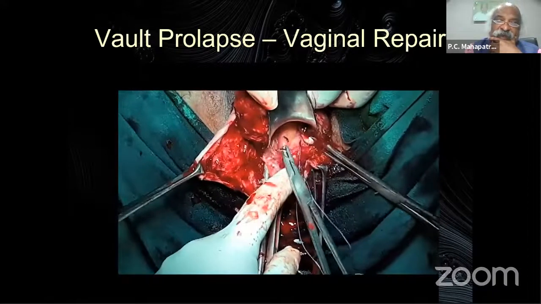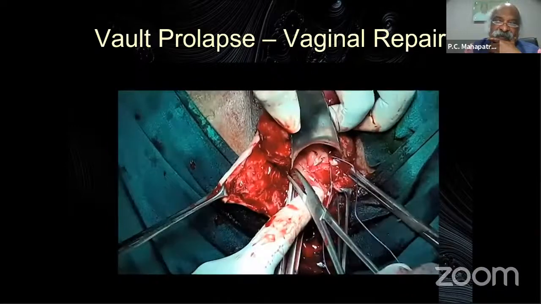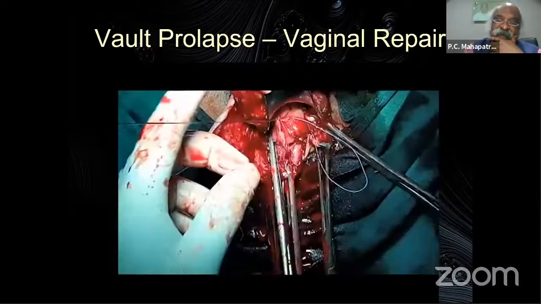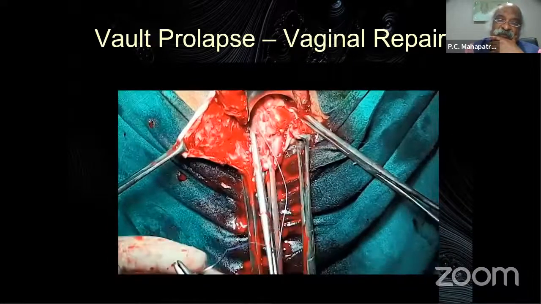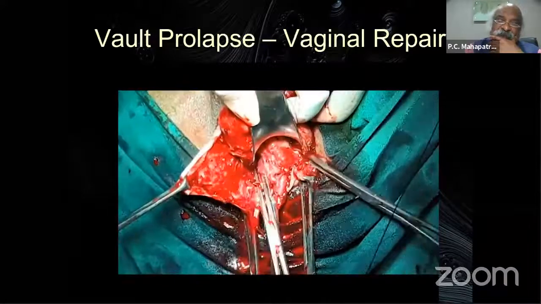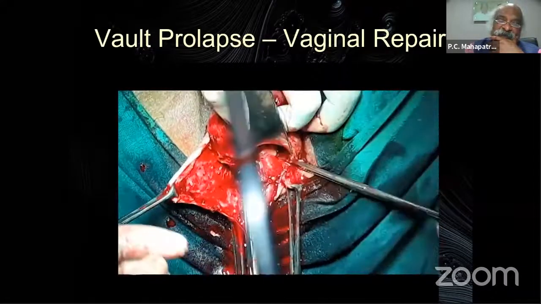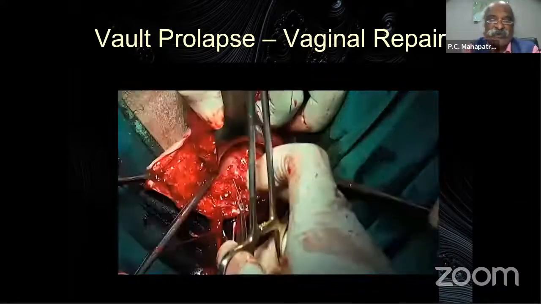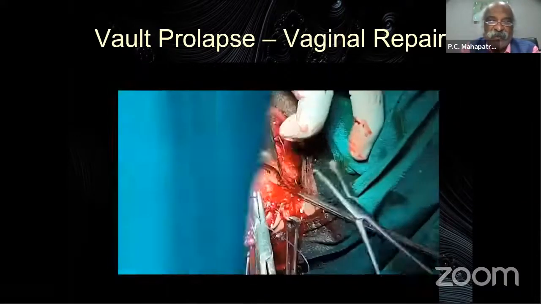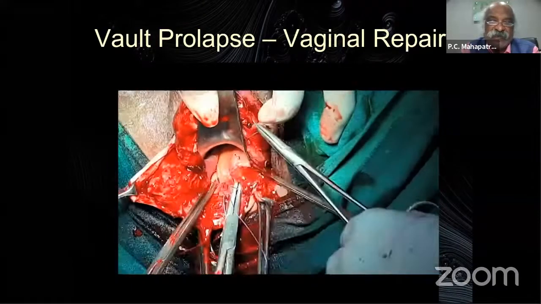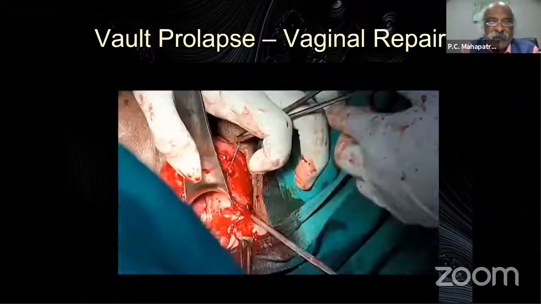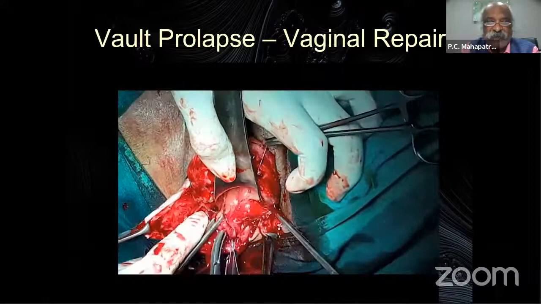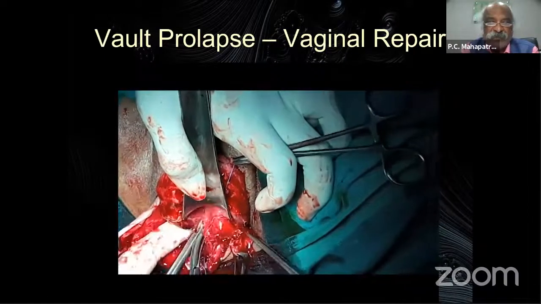You can see that this same Vicryl bursting suture takes the uterosacral on either side, and you don't need a separate one. You can take a separate uterosacral, two uterosacrals, and fix it to that. You can do that also, but it's not necessary. I have done around 25 cases with this, and I'm happy with this procedure.